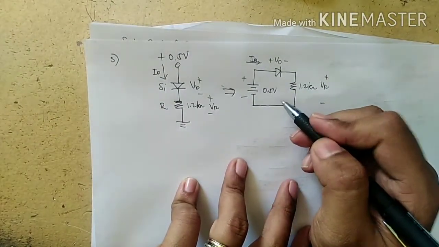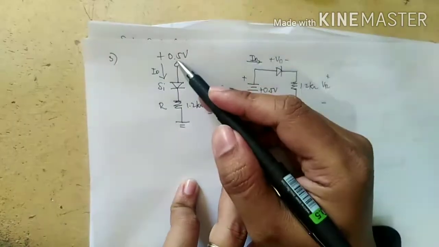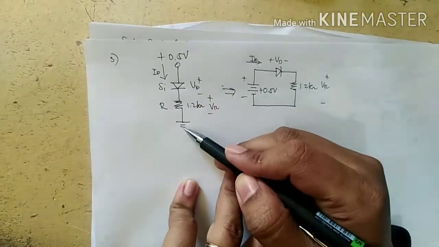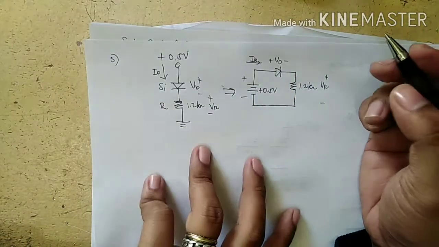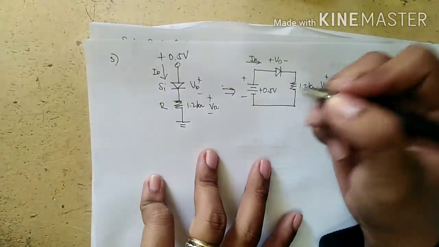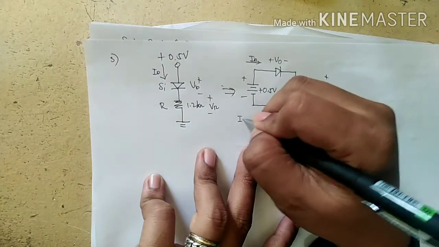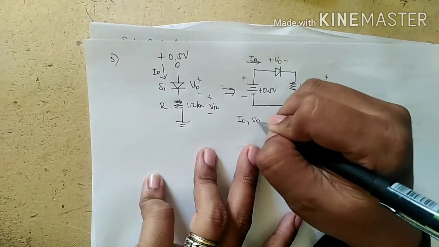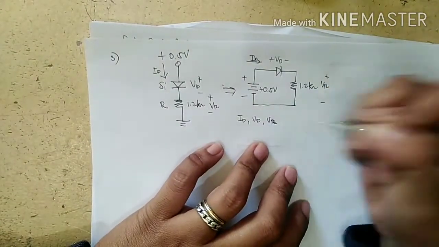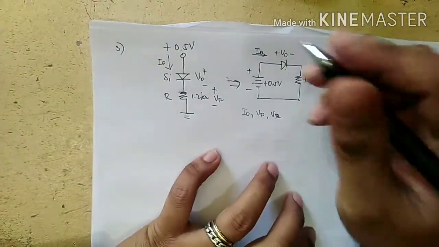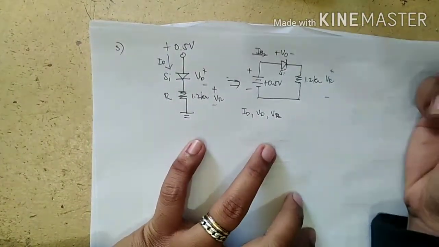This is plus 5 and this is ground. So in this example, we are going to calculate the same: ID, VD, as well as VR. We'll use a silicon diode.